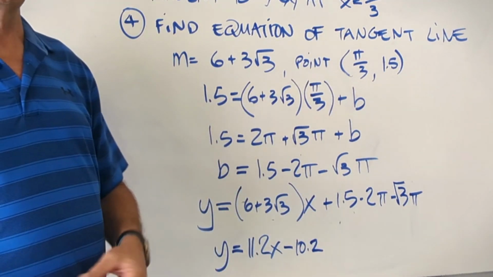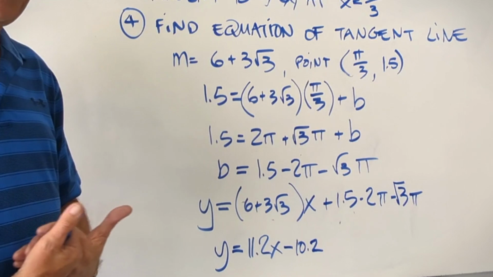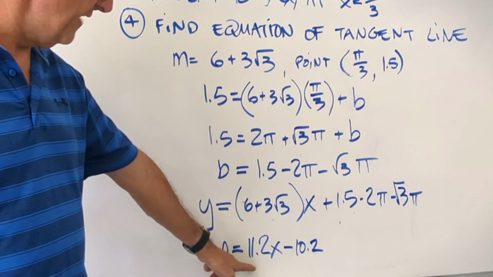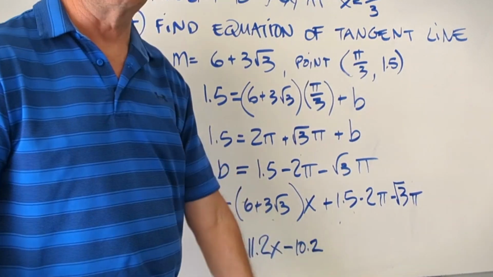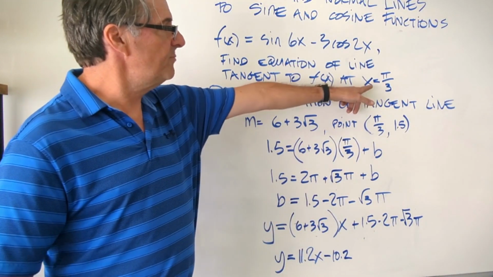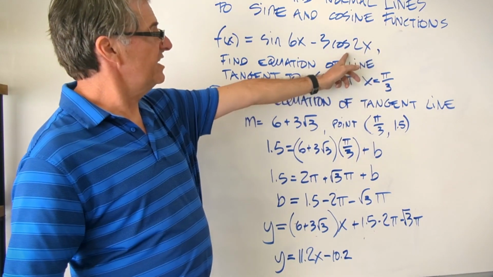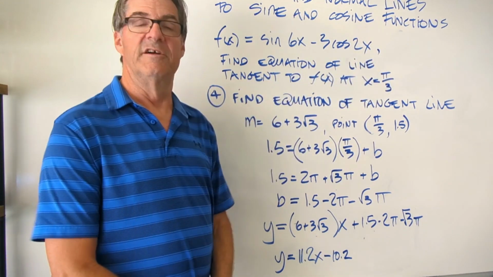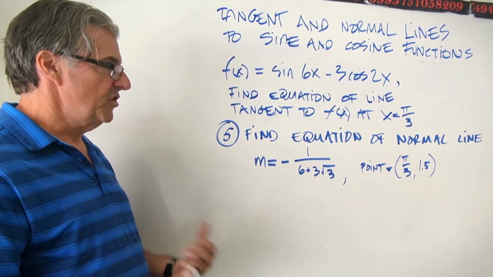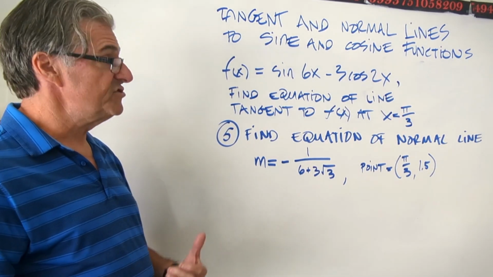But I know a lot of you just want to see it in a much more easily digested form. So I went ahead and pulled out my calculator, and what I get is y equals 11.2x minus 10.2. So there's our linear equation for the tangent line at the point on our function here at pi over 3. Woohoo! Okay, last one. Let's go ahead and finish this out by finding the equation of the normal line.